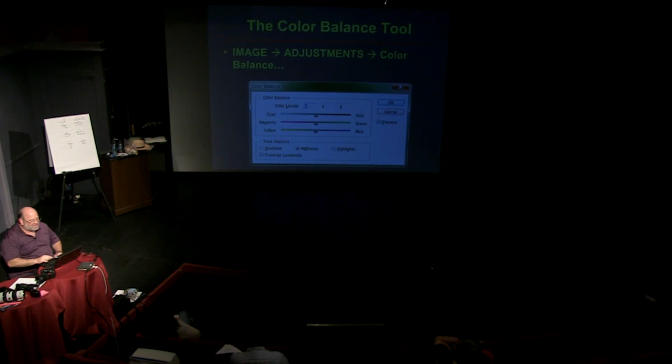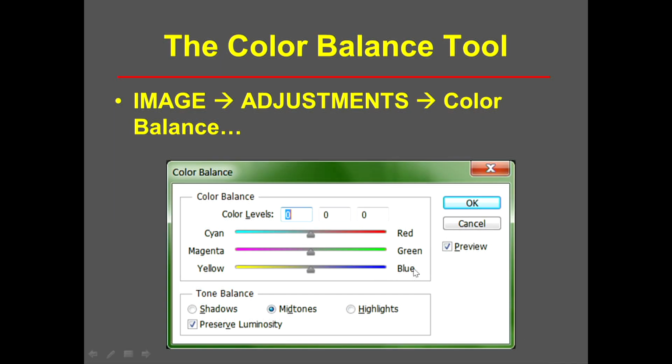If you shoot raw, or if you're not happy with what the camera did, then you can go to Photoshop and change it. The color balance tool is a pretty straightforward thing to do. As you know, you've got three main colors for additive colors. You've got red, green, and blue. And then on the other side of the scale, there's the opposite of red, green, and blue, which is cyan, magenta, and yellow.